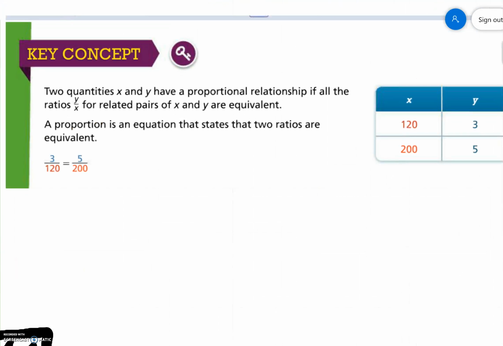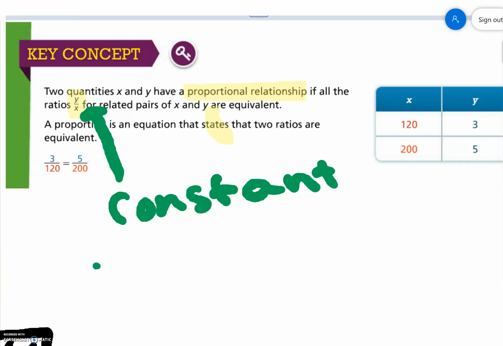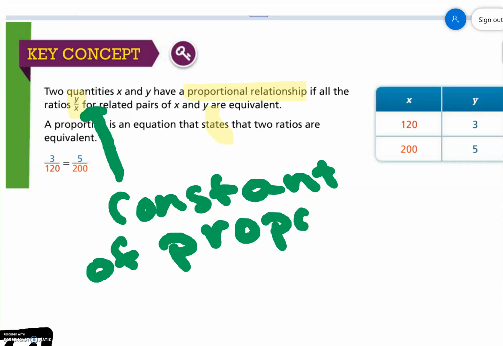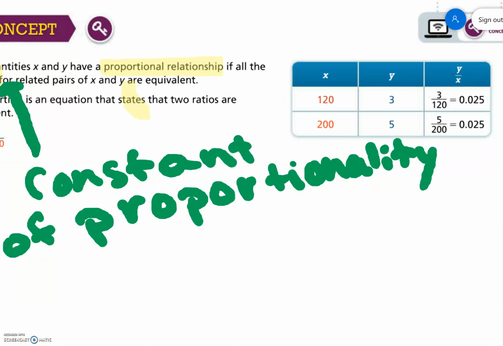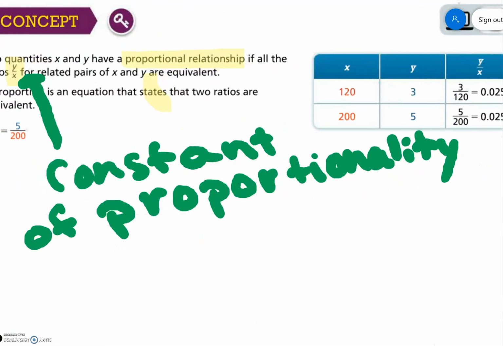On the next page, the key concept. Two quantities x and y have a proportional relationship if all the ratios y divided by x for the related pairs of x and y are equivalent. Remember, I mentioned that this y divided by x is called the constant of proportionality. So here they show us y divided by x. 3 divided by 120 is 0.025. 5 divided by 200 is 0.025. So the ratios are equivalent, meaning they are proportional.